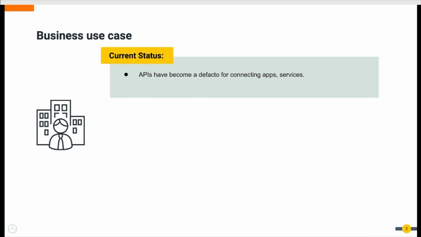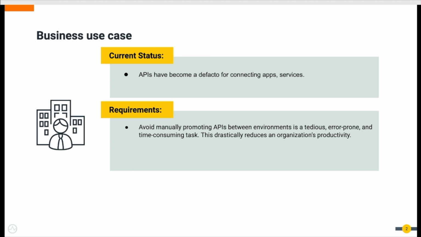APIs have become a de facto for connecting apps, services, and data. An organization can have multiple environments such as development, testing, QA, staging, and production, each with its own instance of API Manager. Therefore, the APIs need to be available in each environment after developers specify the required conditions. Manually promoting APIs between environments is a tedious, error-prone, and time-consuming task. This drastically reduces an organization's productivity.